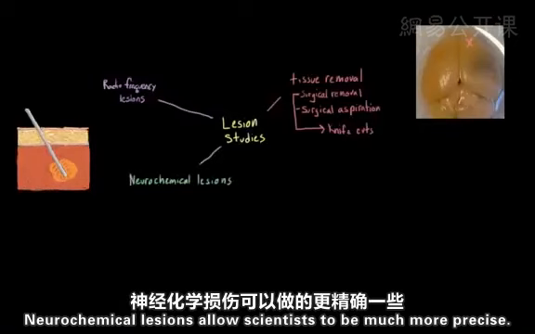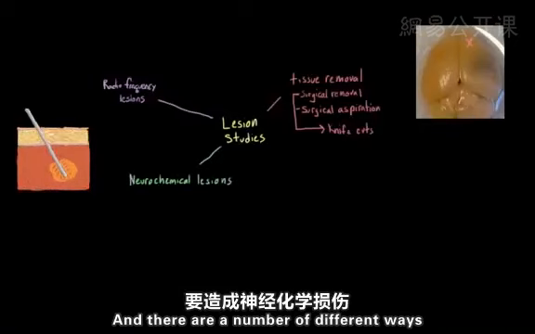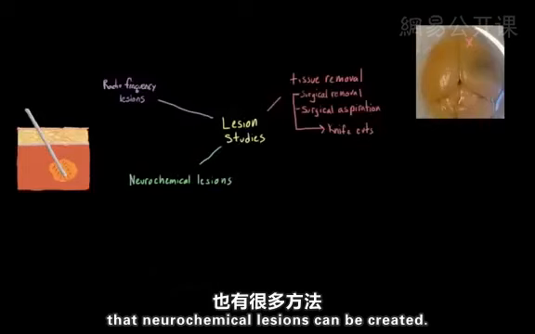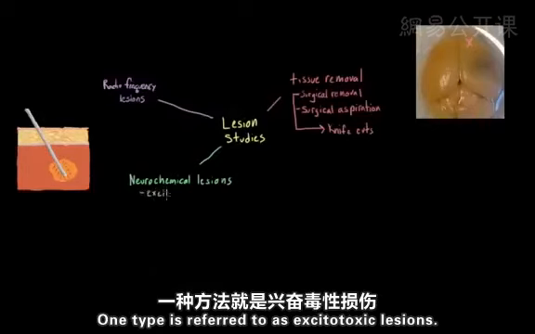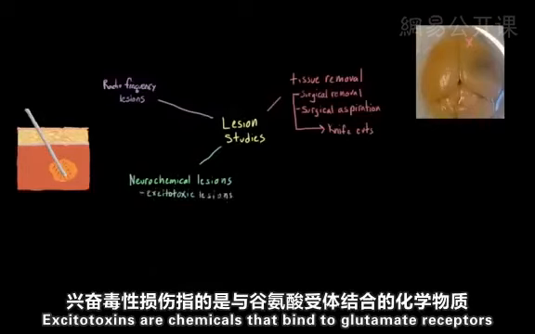Neurochemical lesions allow scientists to be much more precise. And there are a number of different ways that neurochemical lesions can be created. One type is referred to as excitotoxic lesions.